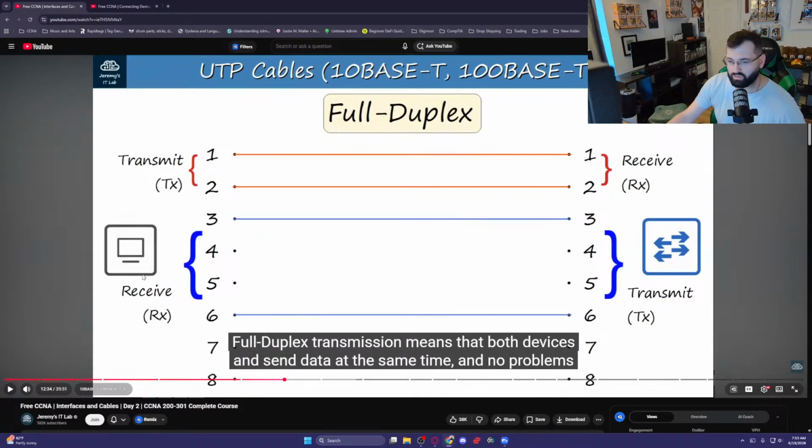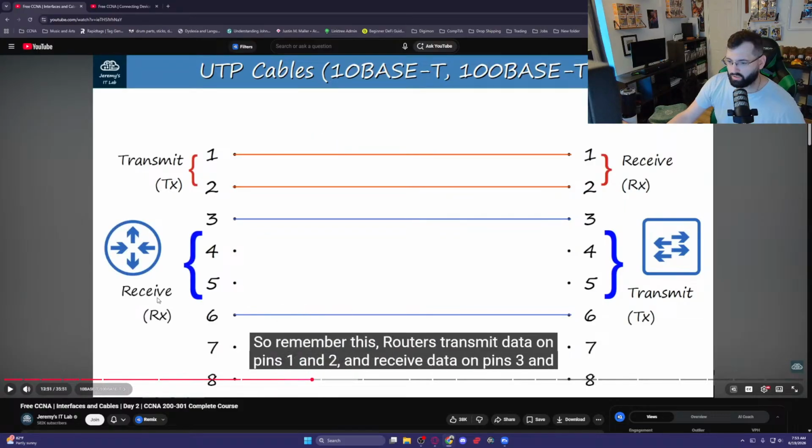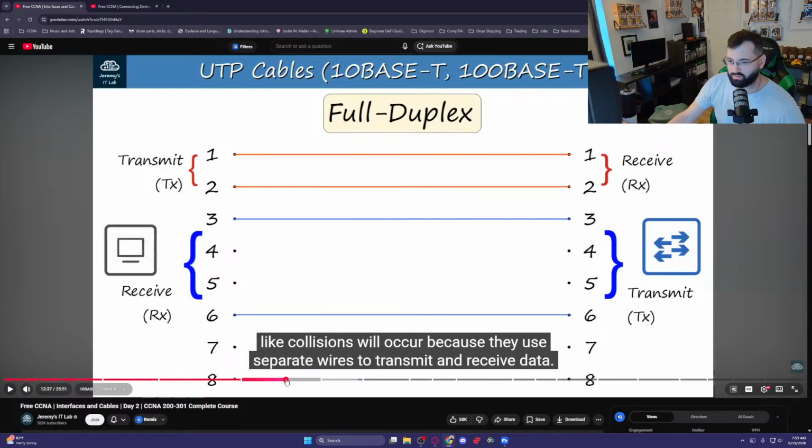So we're receiving on the computer and we're transmitting to the switch. And then for the router, we're receiving and we're transmitting.